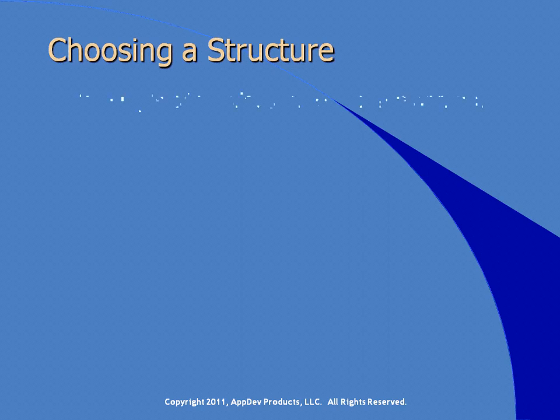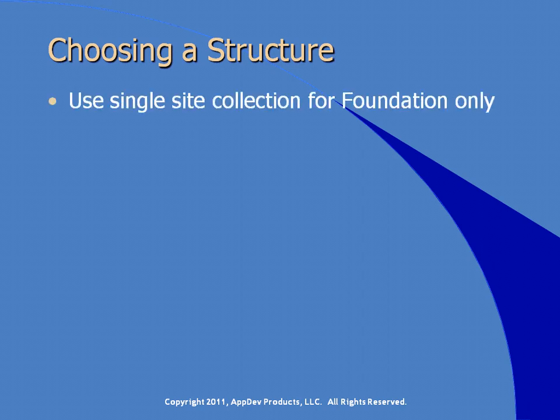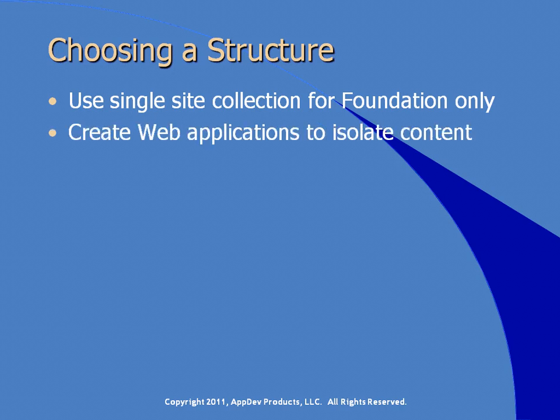Here are some suggestions. Use a single site collection for foundation only. Create web applications to isolate content. You may have a company that has HIPAA requirements or SOX requirements that certain things have to be completely isolated from your regular collaboration sites, which would include teams, communities, and so on. In that situation, you would have two separate web applications. One would be for restricted content, one would be for unrestricted content.